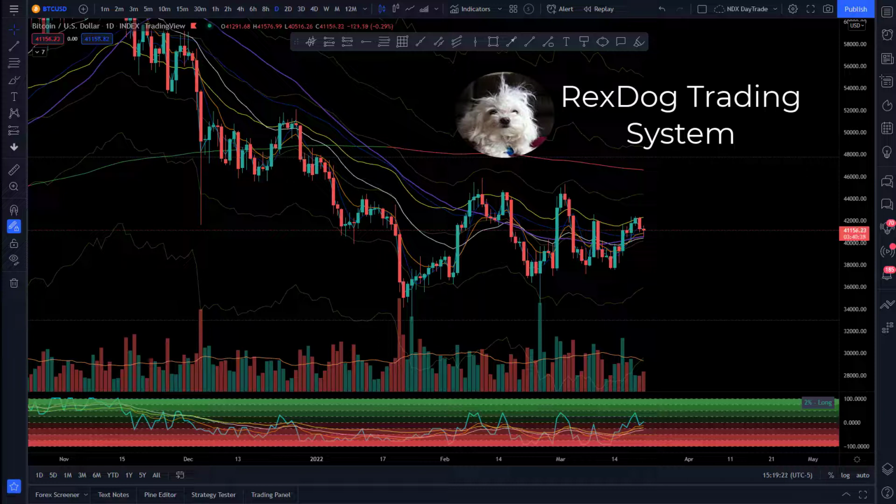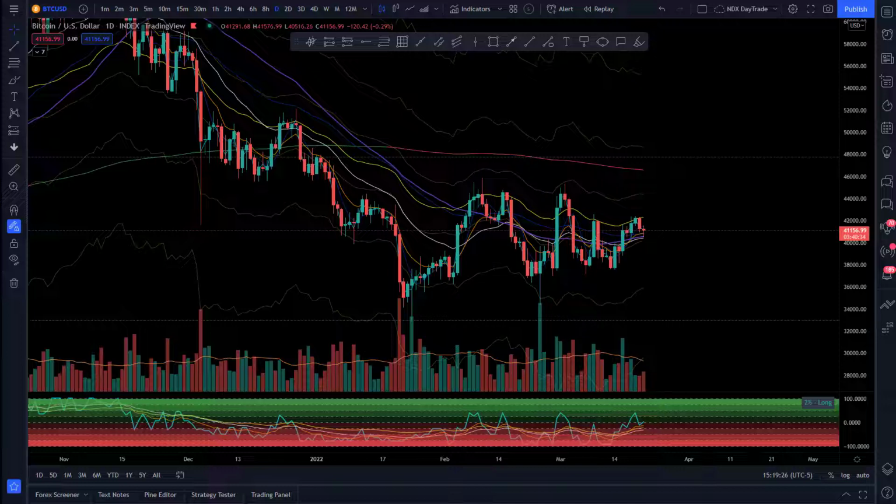In this video, we'll provide a case study on using the RDA, that is the RexDog average. It is the yellow line that you see here on the chart. There is a link down below that links to TradingView. You can add this to your chart. This is the foundation of my trading system. It is my bias indicator.